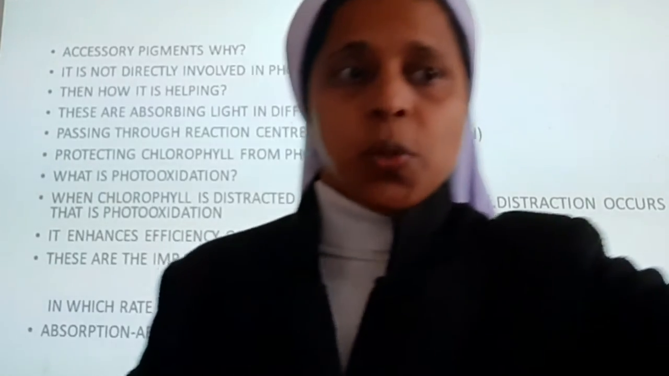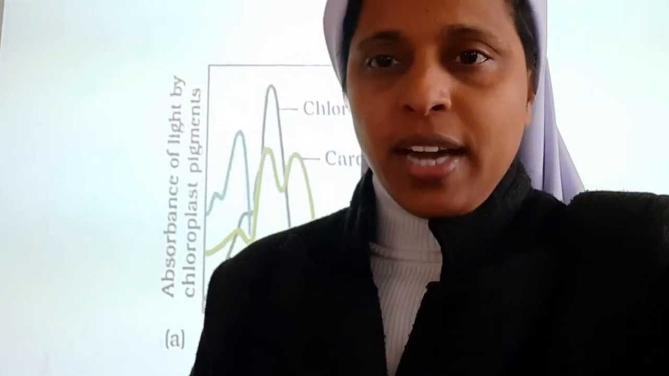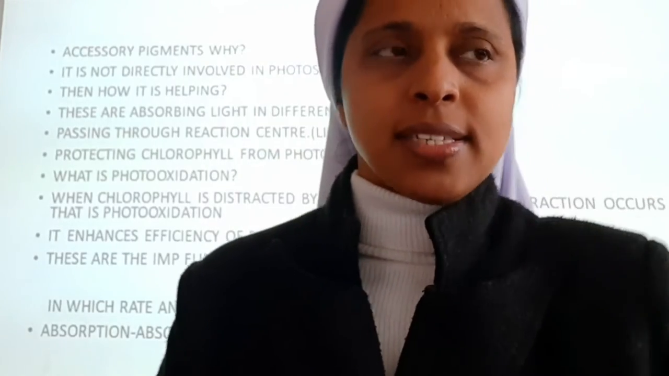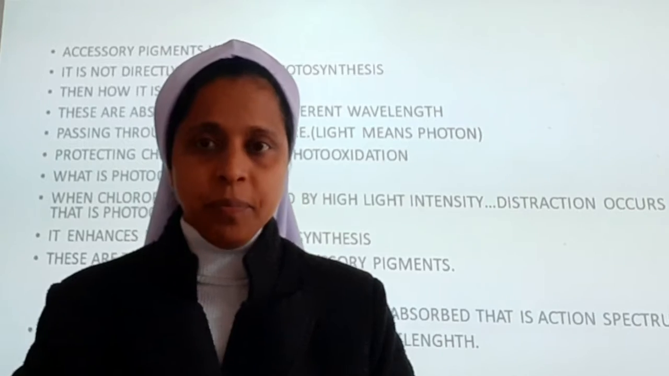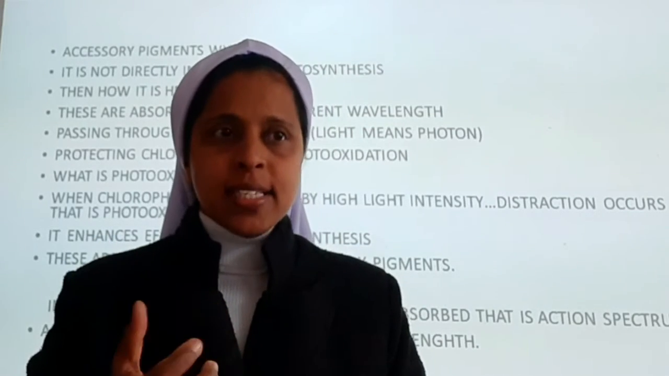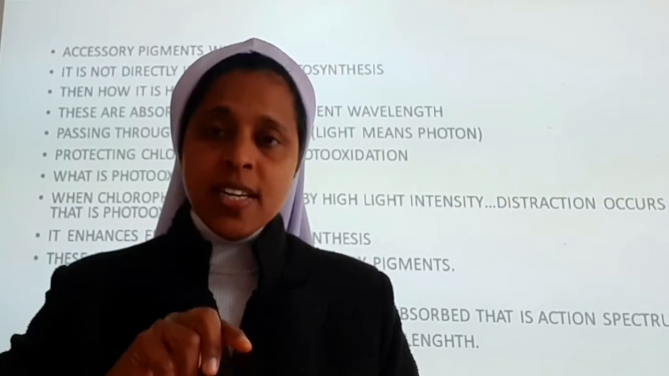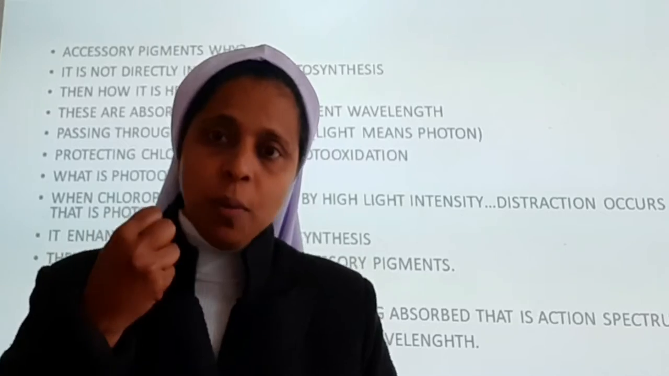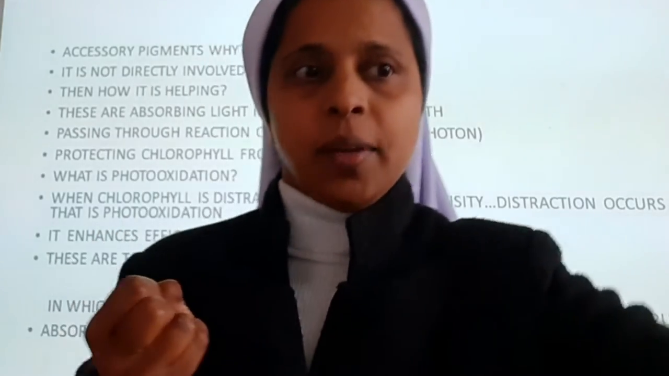Next, moving forward to the spectrum. We have the action spectrum and the absorption spectrum. What is the meaning of each? Absorption spectrum means absorbing light in various wavelengths. Action spectrum means the rate at which the light is being used. When something is absorbed at some rate, that is called the action rate. So we have the action spectrum and the absorption spectrum.